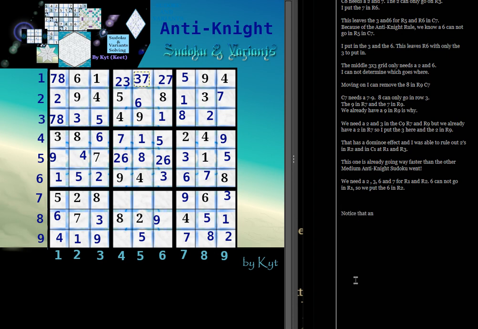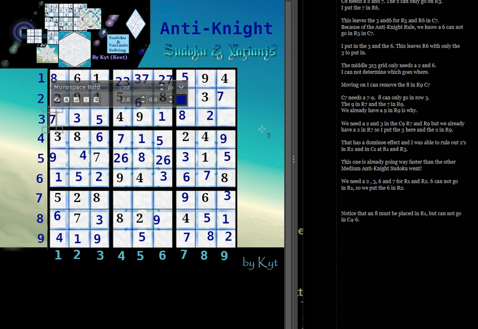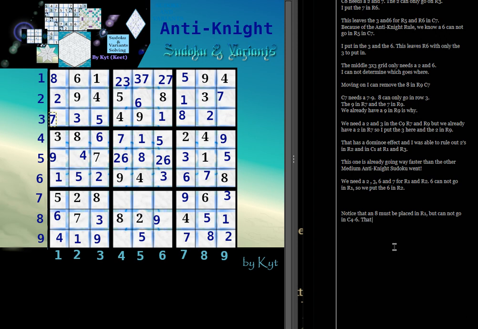Notice that an 8 must be placed in row 1 but cannot go in columns 4 through 6. That means the 8 must go in column 1, row 1, and that row 3 gets the 7 in column 1.